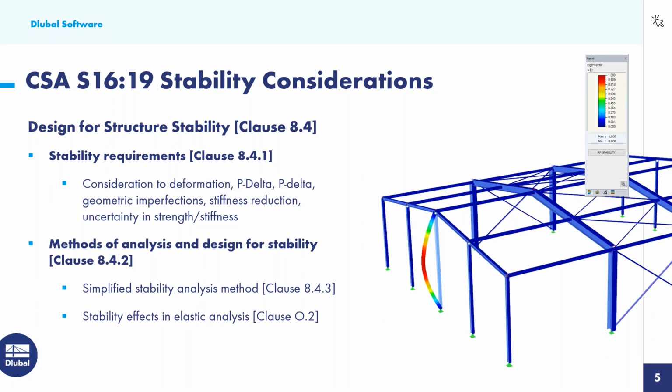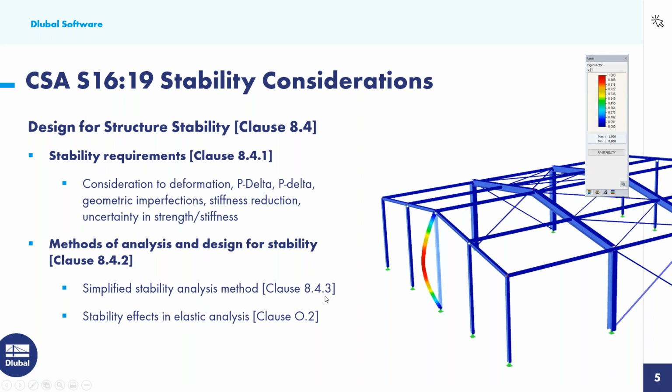Now, these stability requirements are elaborated on in clause 8.4.1. So we should consider deformations, big P-delta, little P-delta. We have geometric imperfections, stiffness reductions, and uncertainty in stiffness and strength. There are actually a couple of different methods of analysis and design for stability, and these are provided in clause 8.4.2. The first, which is nothing new, as this has existed within the CSA, is the simplified stability analysis method according to 8.4.3.